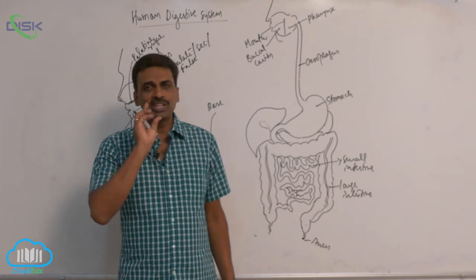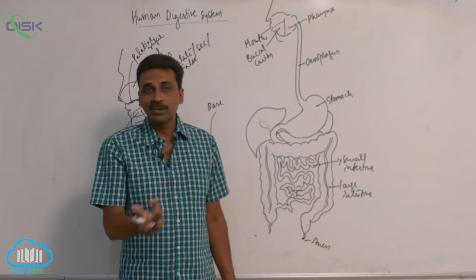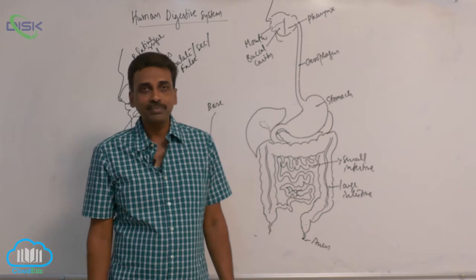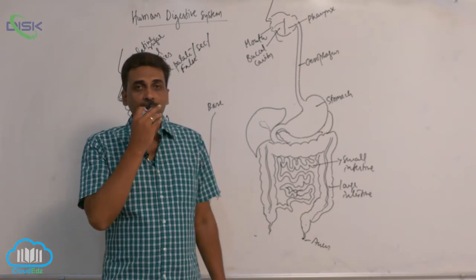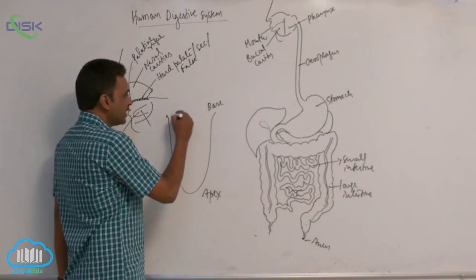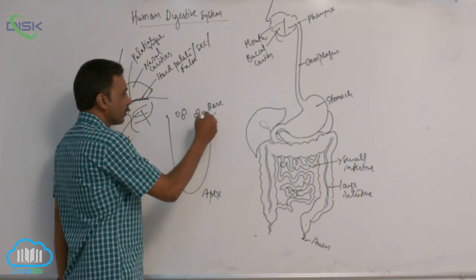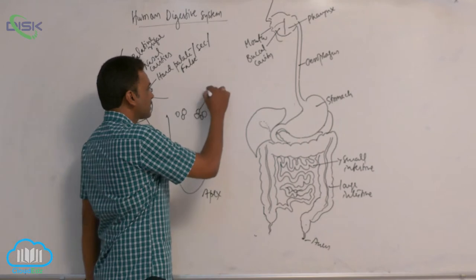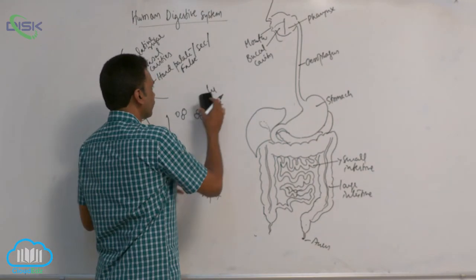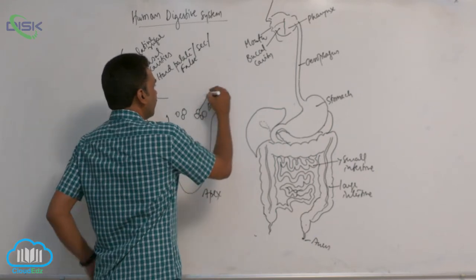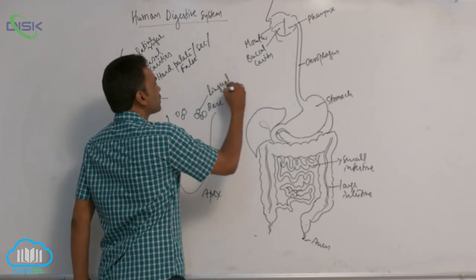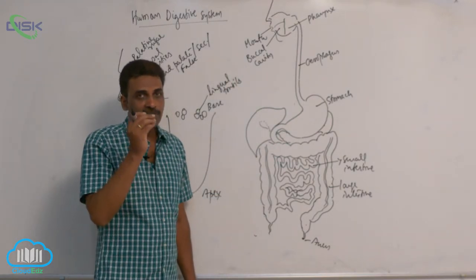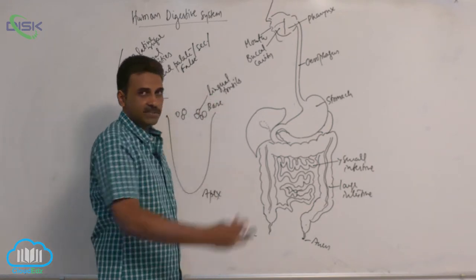So in any case, to change the shape and position, we have got 8 sets of striped muscles, intrinsic as well as extrinsic together. Now, at the back of the tongue, you can see a group of lymphoid tissue. The group of lymphoid tissue is called lingual tonsils. Lingual tonsils are a group of lymphoid tissues present at the base of the tongue.